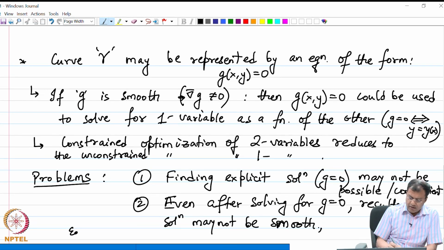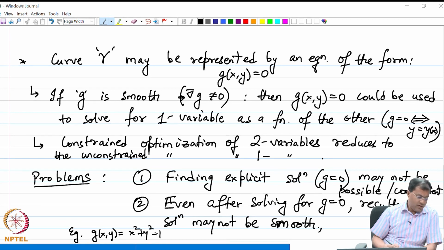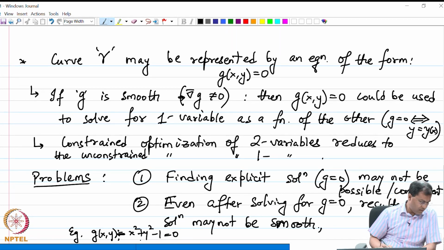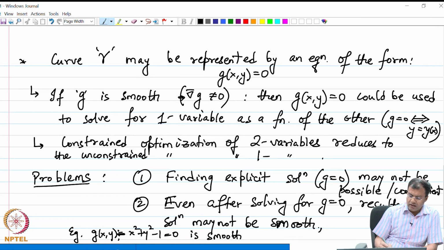Example, let us take g of x comma y is equal to x square plus y square minus 1. So, let us take this function and this constraint as follows. So, this constraint is all the points x and y which lies on the unit circle, on the boundary of the unit circle. Okay. So, although this constraint is smooth, that is, we can find the derivatives of g with respect to x and y, and they do not vanish on the boundary of the circle, right.